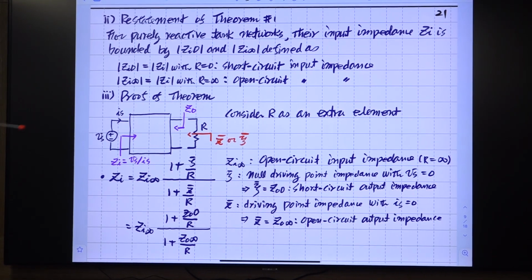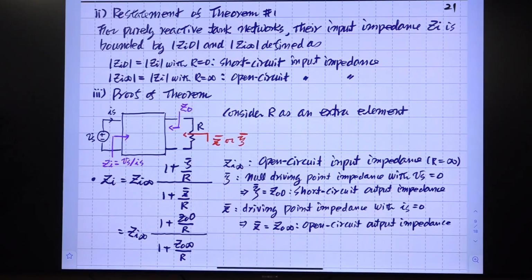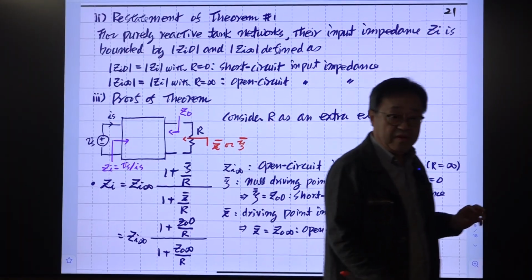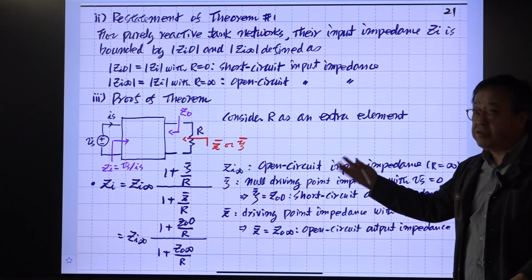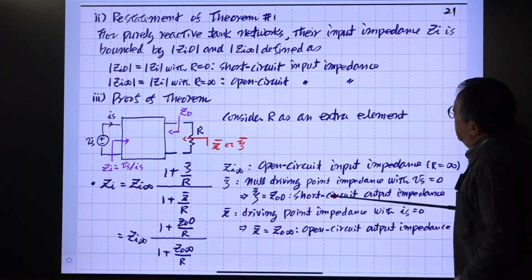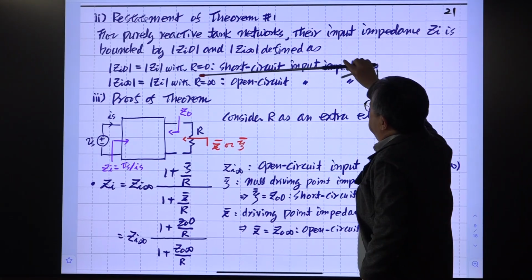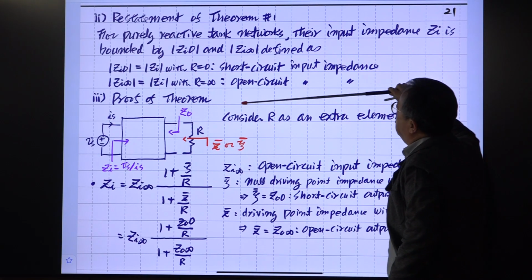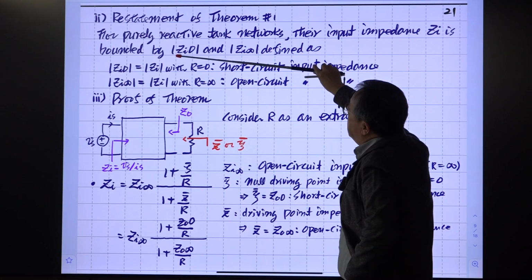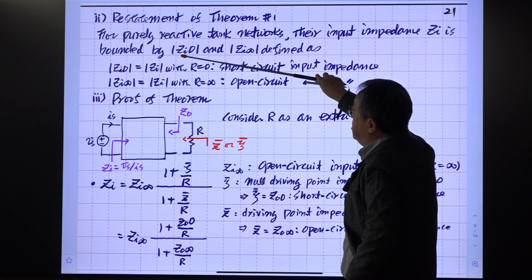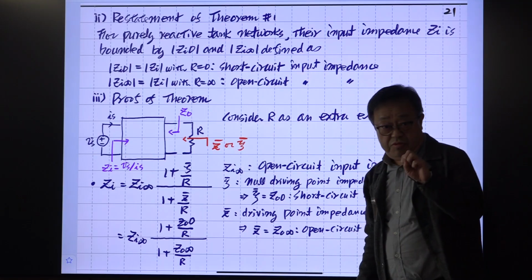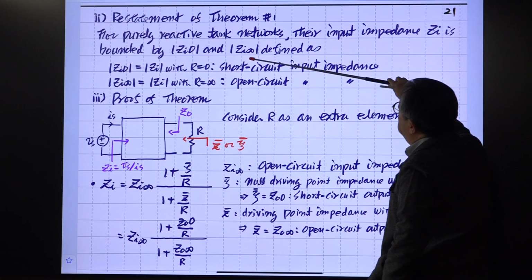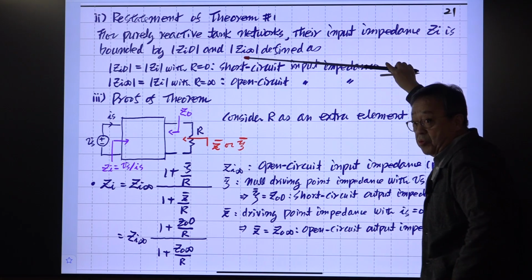This is the statement of theorem number 1. Last time we discussed theorem number 1. This is some alternative interpretation. It says that for purely reactive tank networks, their input impedance GI is bounded by two curves. One is the input impedance GI evaluated with the output shorted. The other one is the input impedance evaluated with the output open.